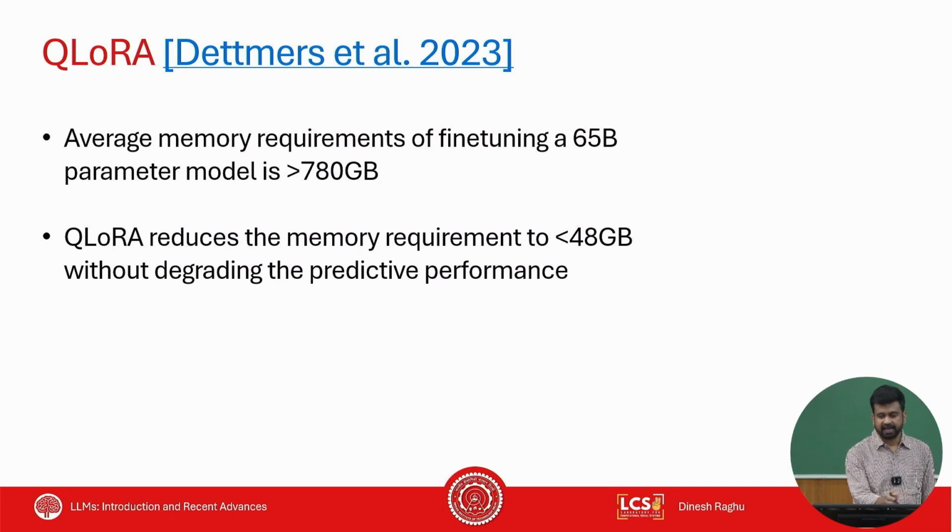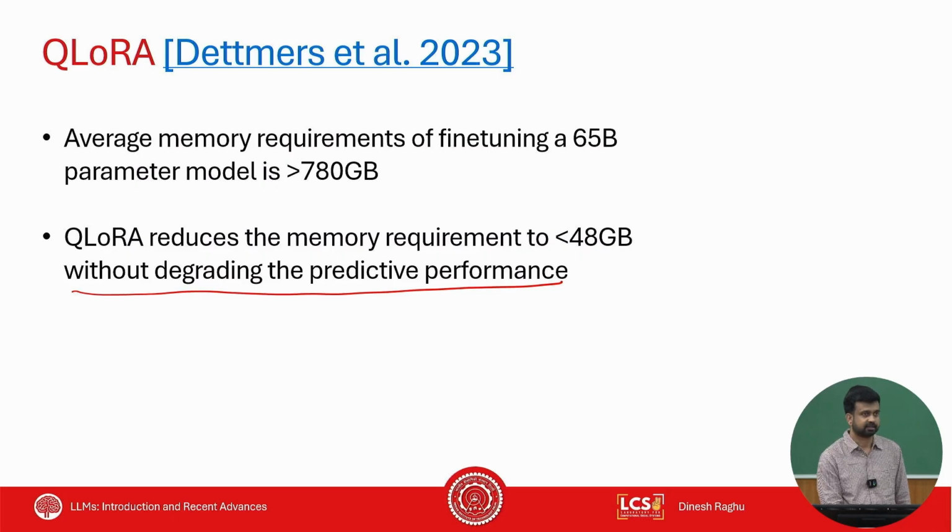Now, on average, if you're going to fine-tune a 65 billion parameter model, again, this is for full fine-tuning, I mentioned that you would end up requiring 12 to 20 times the size of the parameters, right? So you'll end up taking 780 gigabytes of memory, which seems almost impossible to get in GPU memory, right? And the good part about QLoRA is that it reduces the memory footprint by a big margin, and now you can fine-tune a 65 billion parameter model in just 48 gigabytes of memory, right? And the best part is that it almost doesn't degrade your performance for a lot of tasks.